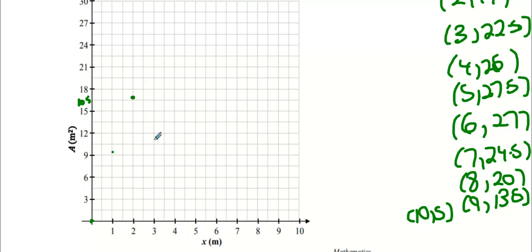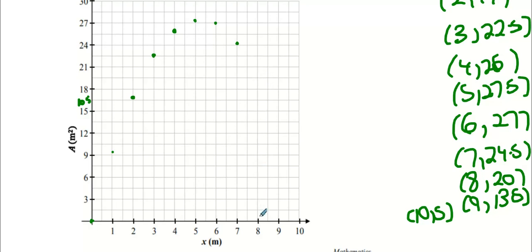Then we have 3 and 22.5. 22.5 will be actually dead center there. 4 and 26 be just above 25.5, so about there. 5 and 27.5, just above the 27 mark. 6 and 27 should be this one here. 7 and 24.5, which should be just above the 24 mark.